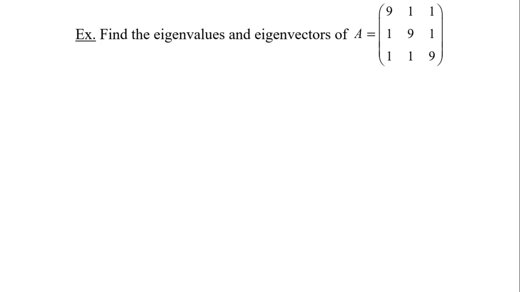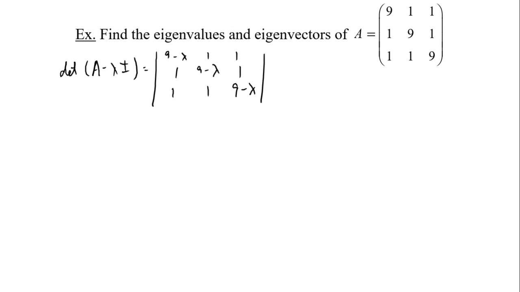All right, let's take a look at one more example here. Let's find the eigenvalues and eigenvectors of this matrix. Once again, we're going to start off with the determinant of A minus lambda I. So I'm going to subtract lambda from the main diagonal. So we have 9 minus lambda times its smaller matrix, minus 1 times its smaller matrix, plus 1 times its smaller matrix.